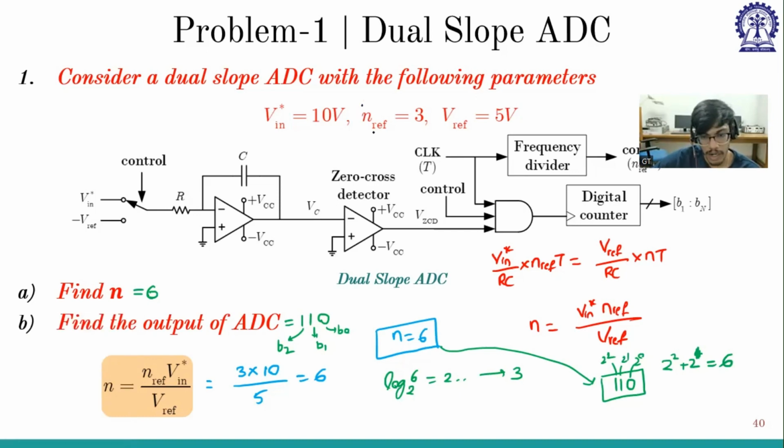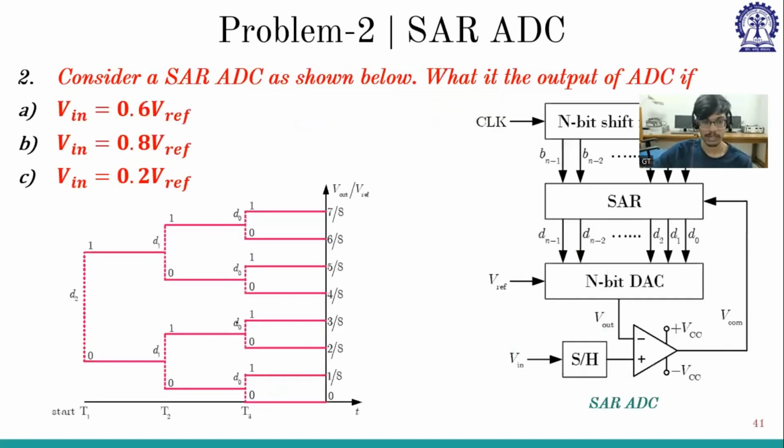So we have turned on V in star for 3 cycles, a known number of cycles, and then we are using the unknown voltage for an unknown number of cycles, which we want to find. So these are run for 6 cycles, and how many bits do I want? There is this formula, log 6 to the base 2, and we always have to choose the ceiling function. So if it is 2 point something, I need 3 bits. If you write it in binary, it will be 110. So the output of the ADC will be 110. So this is the dual slope ADC.